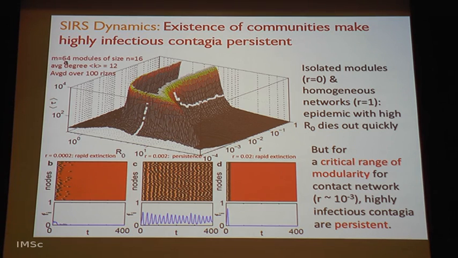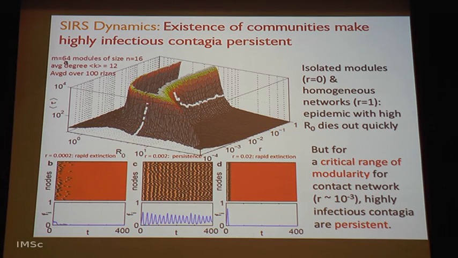Here we can see that in between, at R equal to 0.002, the epidemic is persistent. We simulated almost 10,000 days, and still the number of infected cases is there. But for R equal to 0.02, it rapidly dies out. Higher R means modularity is less, so it tends to a homogeneous network and dies out. Similarly, if there are almost isolated modules, R is very small, and then also it dies out.